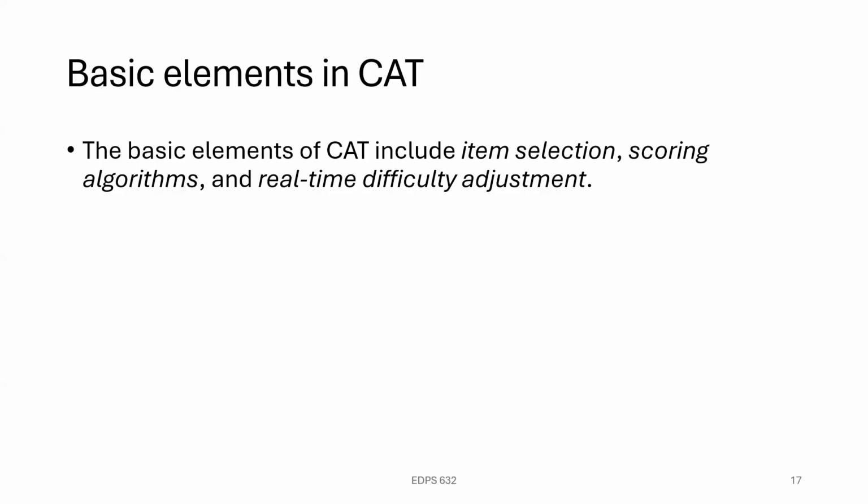You need to have an algorithm to select items sequentially. And then you need to have a scoring algorithm because you need to calculate the student's ability sequentially. And once you get more information, you need to calculate again. Each time the new information comes, you need to calculate again. You need a search algorithm.